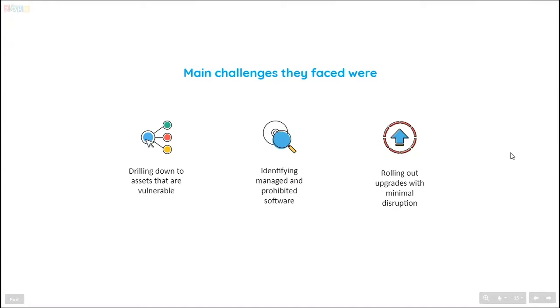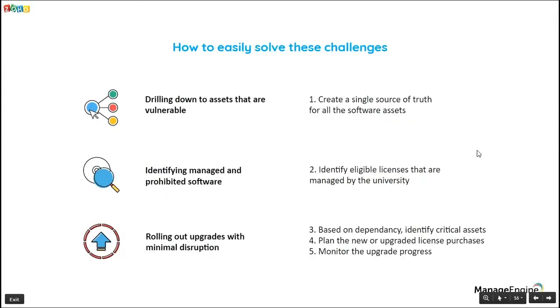So drilling down, what are the assets which are vulnerable versus what are the softwares which are installed in those machines, and what are the list of prohibited softwares was a huge challenge. Rolling out such upgrades, such as an OS upgrade in this case, was a huge challenge for the institution. So how do you solve these challenges?